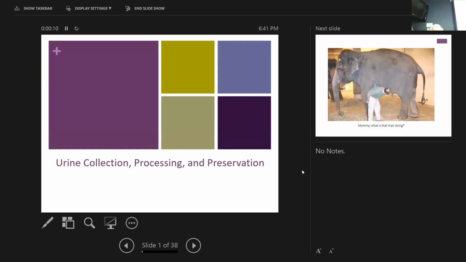So the 3 steps, collection, processing, and preservation. Well, obviously, collection has to be number 1. Right. Preservation may be necessary before processing, before doing the testing, the analysis. But generally speaking, these are the orders in which it's going to be done.